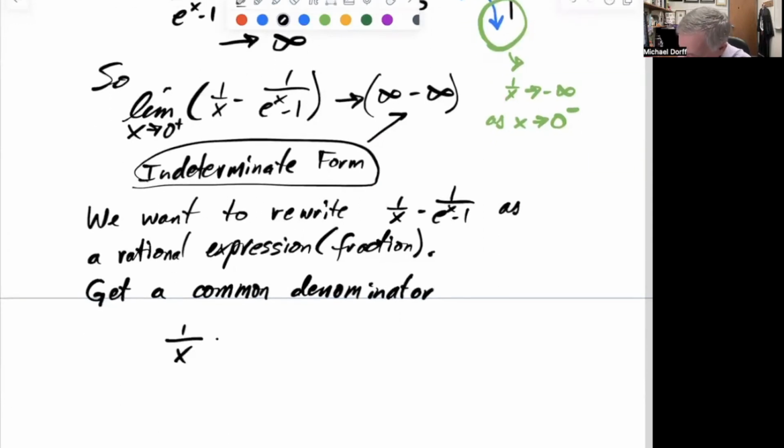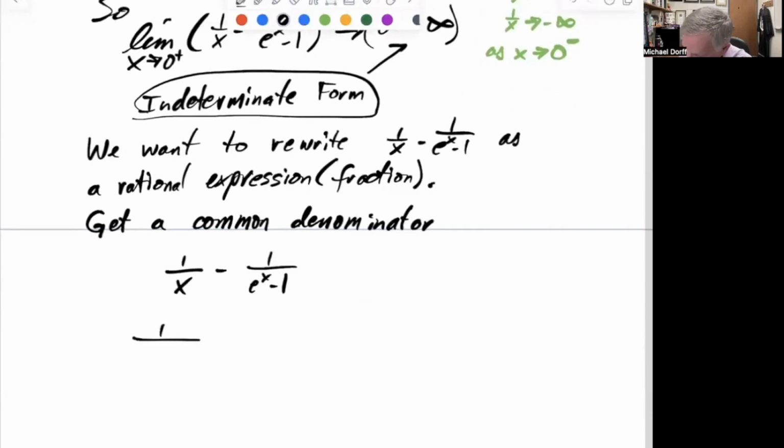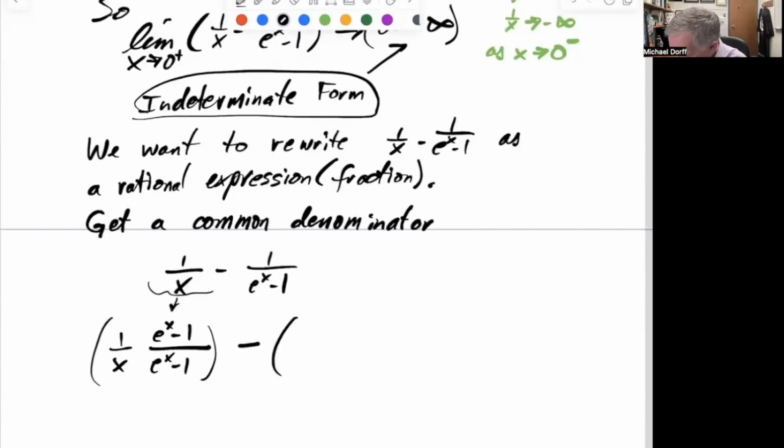So we're going to start with that. We're going to get a common denominator, and that's going to be multiplying the two denominators together. Well, let me rewrite it this way. So I have 1 over x. I want to multiply that denominator by e to the x minus 1, so I have to multiply the numerator by that. And then here I'm going to have 1 over e to the x minus 1. And I want to multiply the denominator by x, so the numerator by x.